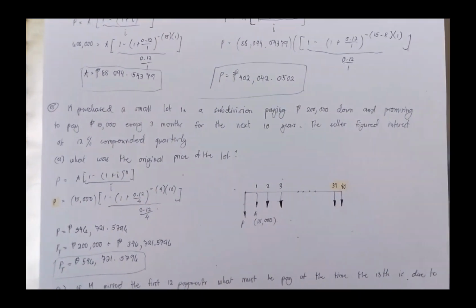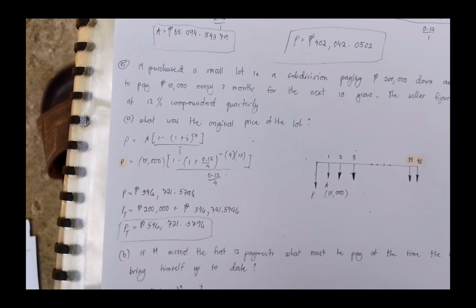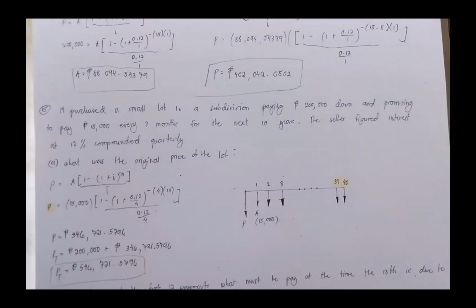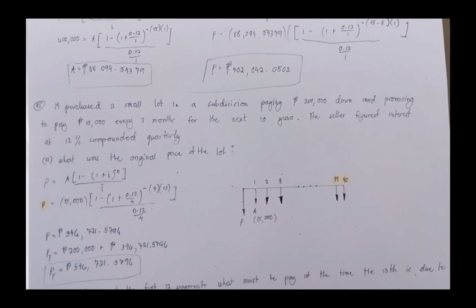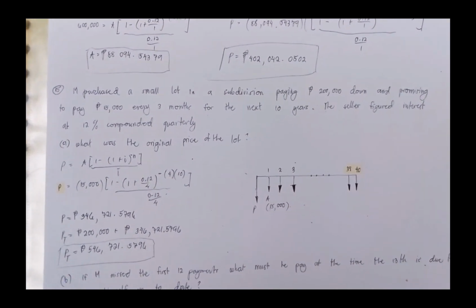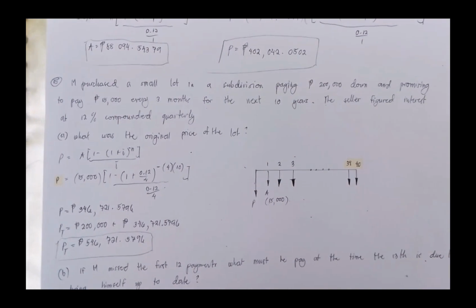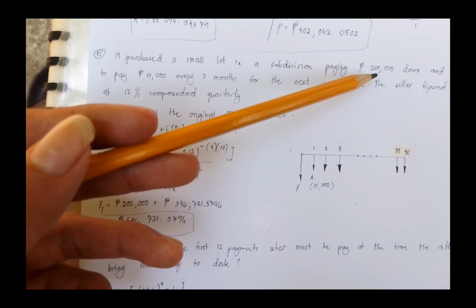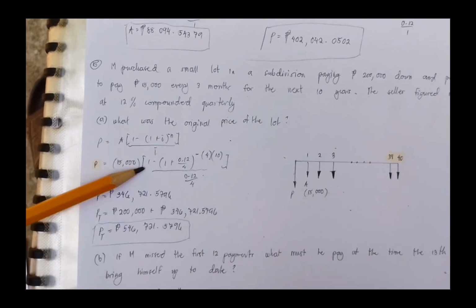So first question, letter A. What was the original price of the lot? So it is the present value, because the original price is not yet the future value. It is what was borrowed. Present value. We also have the 200,000 down payment, which we will add to what we get here.